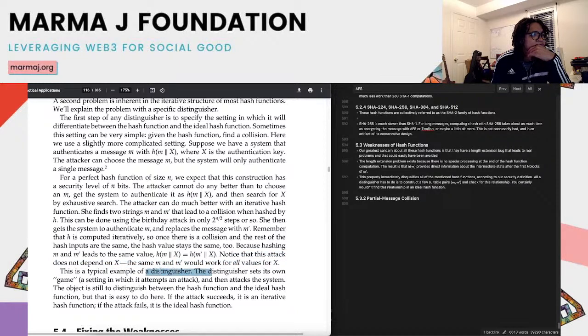The distinguisher sets its own game, a setting in which it attempts an attack, and then attacks a system. The object is still to distinguish between the hash function and the ideal hash function, but that is easy to do here. If the attack succeeds, it is an iterative hash function. If the attack fails, it is the ideal hash function.